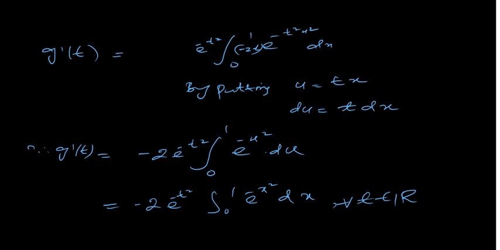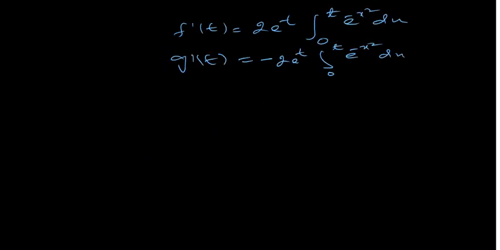By putting u equal to tx, what are the limits for u actually? If x is 0, u is 0. If x is 1, u is t. So g dash t is minus 2 e power minus t square integral 0 to t e power minus x square dx for all t in R. This one is g dash t, and this is f dash t.